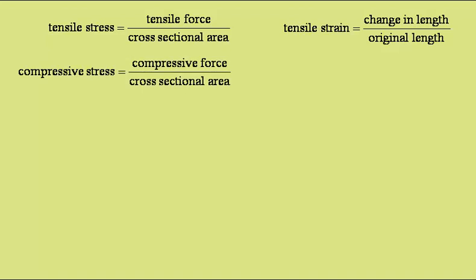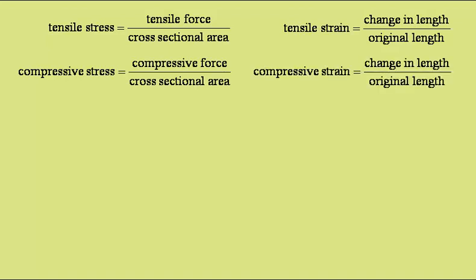If the object is squashed, it will be subjected to compressive stress. This is equal to the compressive force, the force squashing it, divided by the cross-sectional area. If it contracts, it will have compressive strain, which again is the change in length divided by the original length.